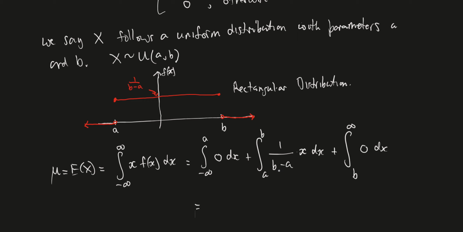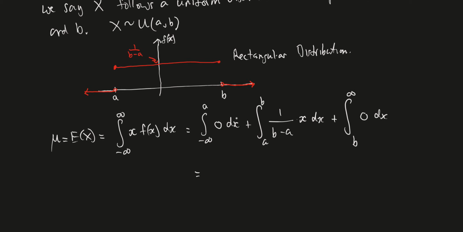But even so, it's not very difficult at all. So let's go ahead and integrate this. Well, the 1 over b minus a is a constant, so I can pull that out. And then the antiderivative of x is 1/2 x squared, and I'm going to integrate that. And we'll now evaluate it from a to b.